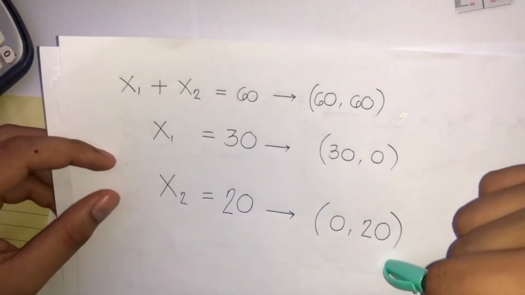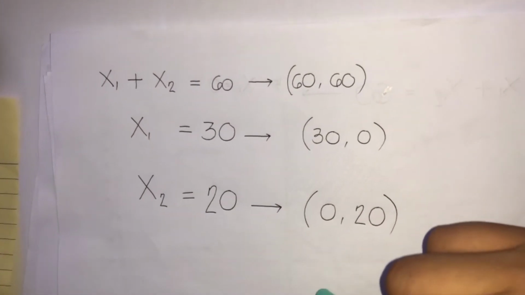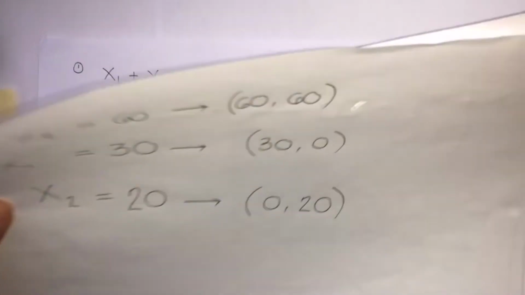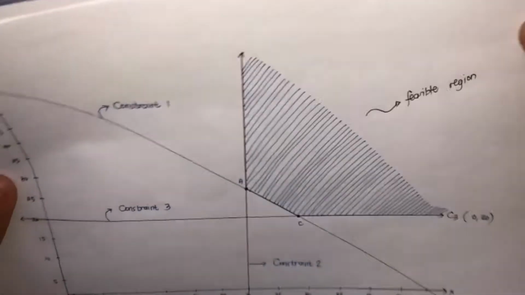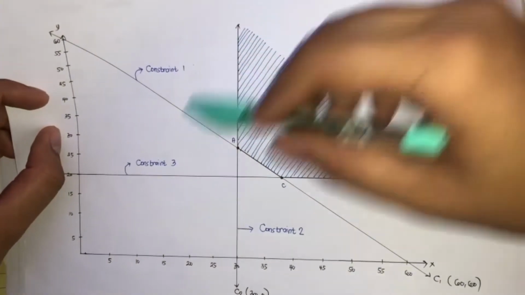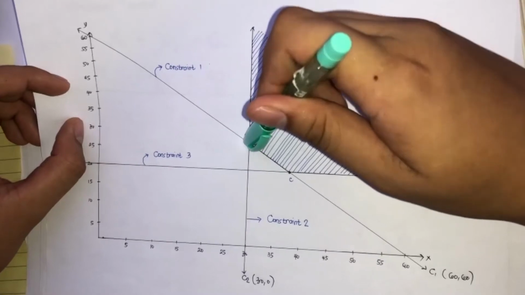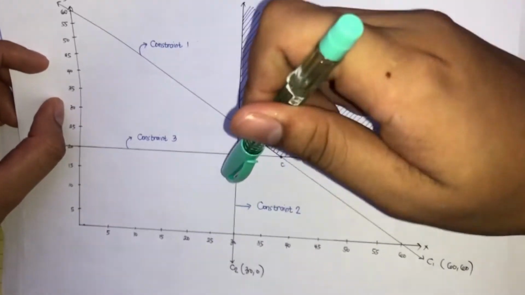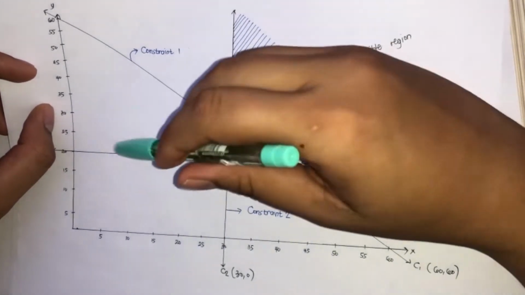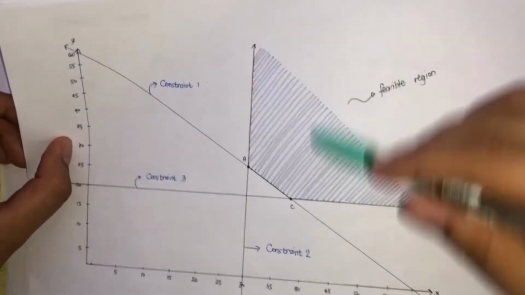The next step is to plot the points on the graph and identify the feasible region along with its endpoints. So this is the line for constraint 1, this is the line for constraint 2, and this is the line for constraint 3. Point A is the intersection of constraint 1 and constraint 2, and point C is the intersection of constraint 3 and constraint 1. So these are the endpoints, and this is the feasible region.